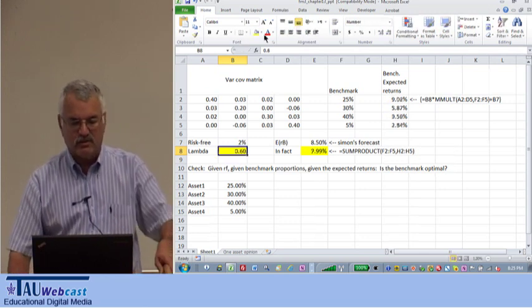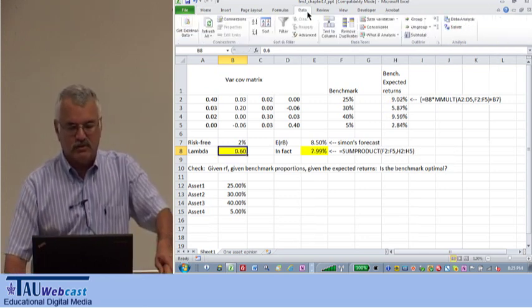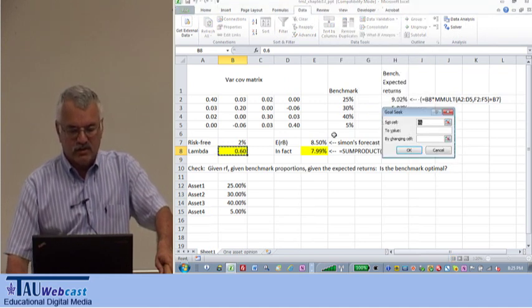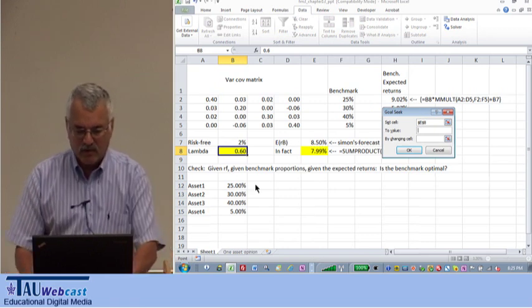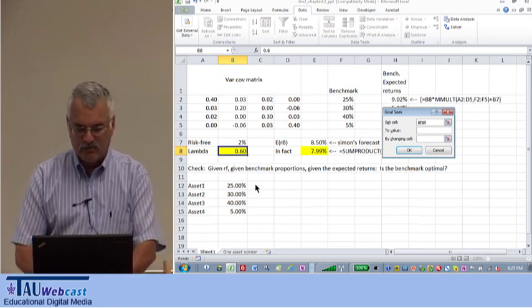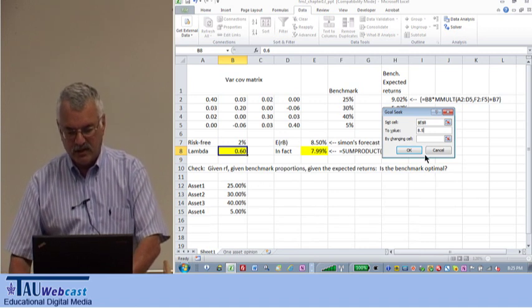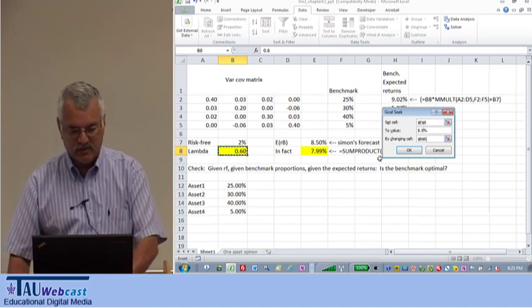You can even drop all of this and say data, goal seek, set this cell equal to 8.5% by changing lambda.